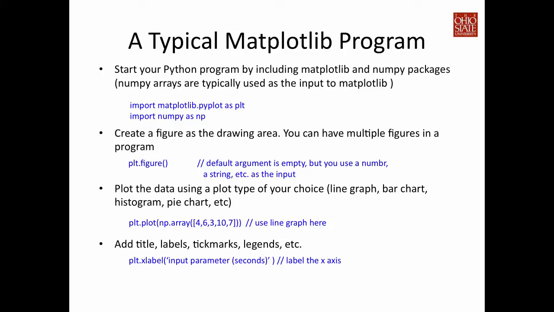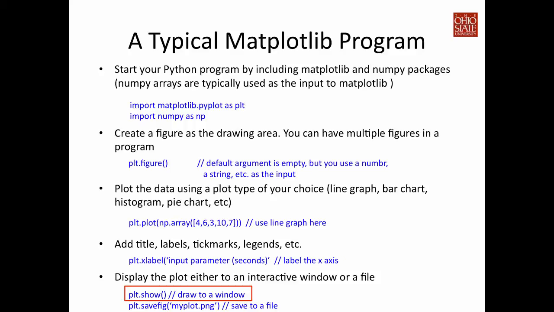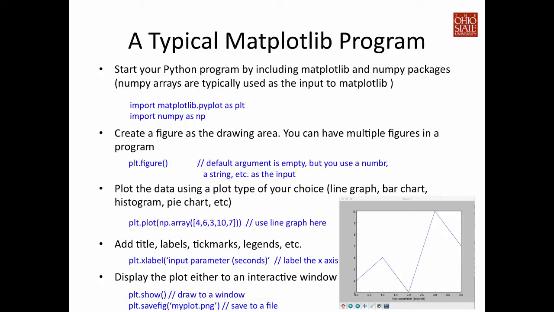To make sure that I can understand the plot properly, I will provide a label for the x-axis. Here I use the example of seconds as our x label. You can choose the output of a plot in an interactive window or save it to a file. If you want to show it in a window, you call the show method. And if you want to save the plot directly into a file, which in the example here is a PNG image file, you call the savefig method. Here I use the show method to display the plot interactively.